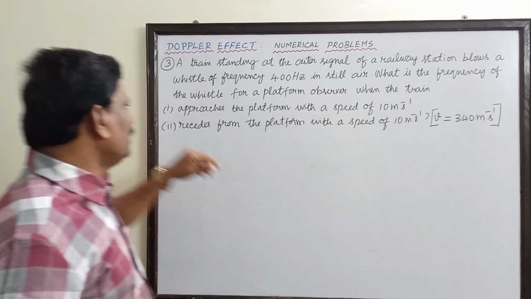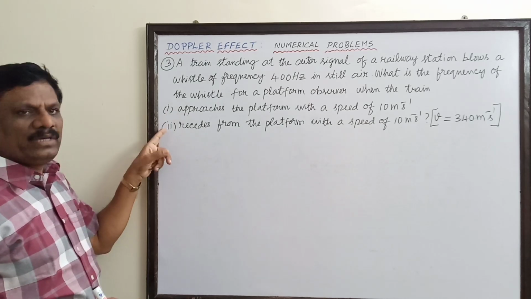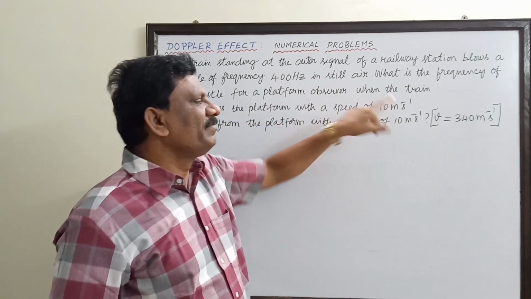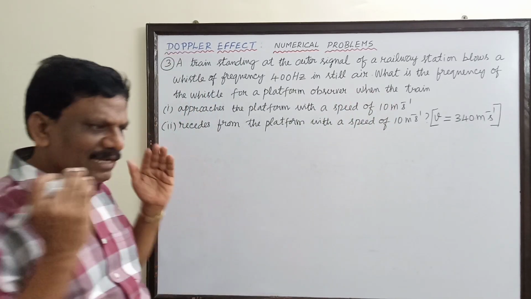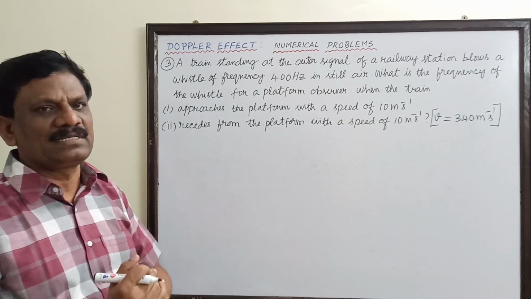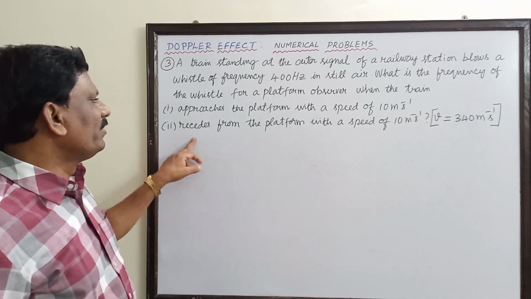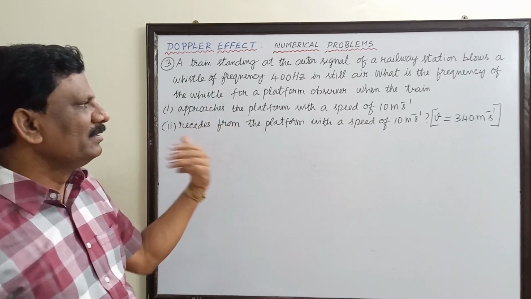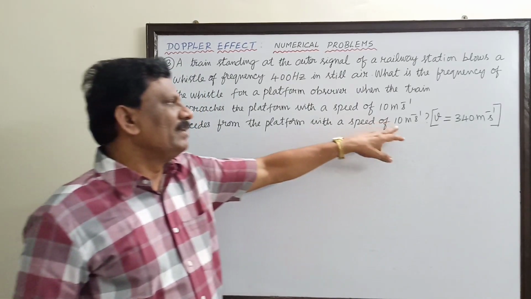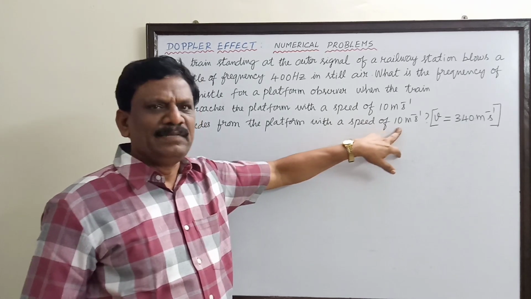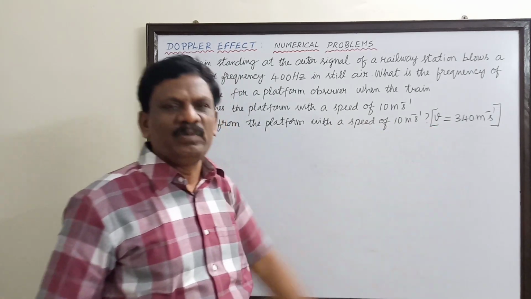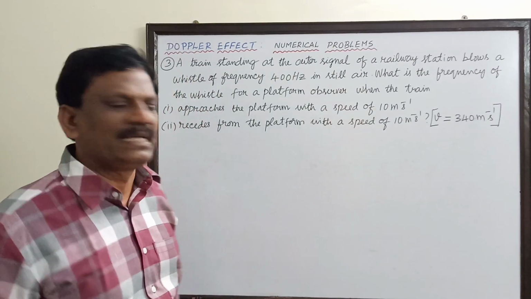So in these two cases, first the train approaches the platform with a speed of 10 meters per second. Train is approaching means V, the velocity of the source, is positive. Then it recedes away from the platform with a speed of 10 meters per second. So in the second case, the velocity of the source is minus 10 meters per second. In both the cases, velocity of the sound in air has to be taken as 340 meters per second.